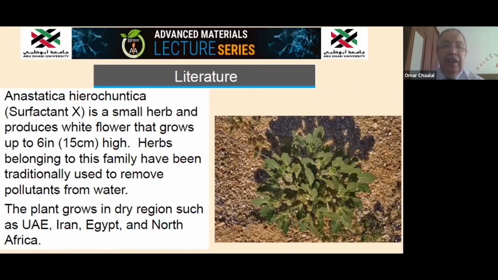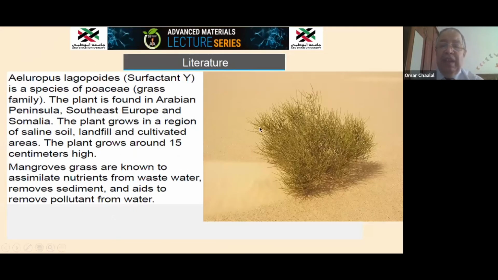And here is the plant. I have some literature about the plant. It is 15 centimeters in height. It has some flowers, and it looks very nice. It's not harmful. It's a nice plant, but it grows in harsh climates in Iran, in UAE, in North Africa. The other one is also the same thing, and we have some literature about these two plants.